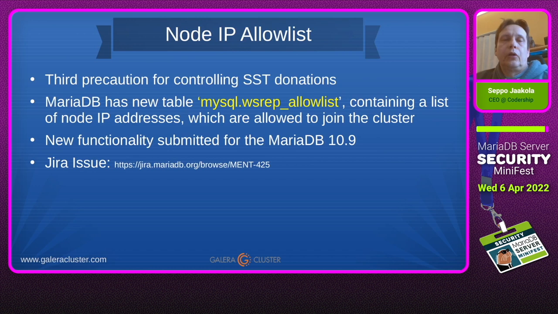But then we have a third extension or precaution for controlling the SST donations. It's a node IP allow list feature. A pull request for this feature has been submitted for MariaDB 10.9. In a nutshell, it adds a new table in a system repository, mysql.wsrep_allowlist, and it just contains a list of node IP addresses, and only connections coming from these IP addresses are allowed to join the cluster. The Jira issue for this happens to be in MariaDB Enterprise. It's meant for 2.5, but in principle the pull request is now already in MariaDB 10.9 Community Server Edition.